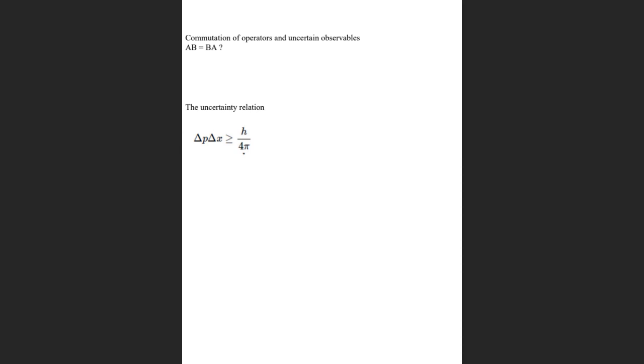It's a fact in quantum mechanics that for a pair of operators, it's said it's impossible to know two observables at the same time if the operators do not commute. And the reverse is true. If the operators commute, you can know two observables at the same time.